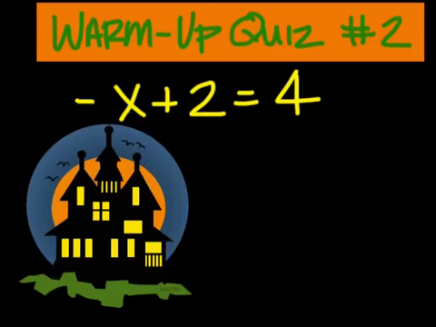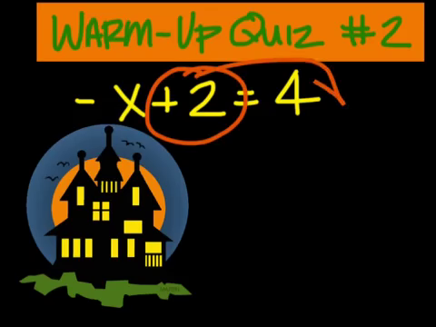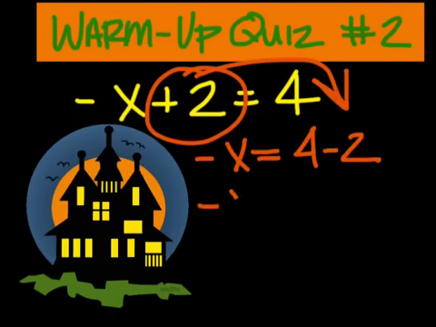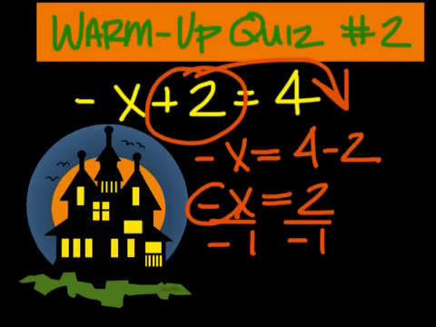For this problem, you have to move the +2 to the right side and change the sign, and you will have a -2 on the right. 4 minus 2 is 2, but you must divide both sides by -1 to get rid of this. So the answer is -2.